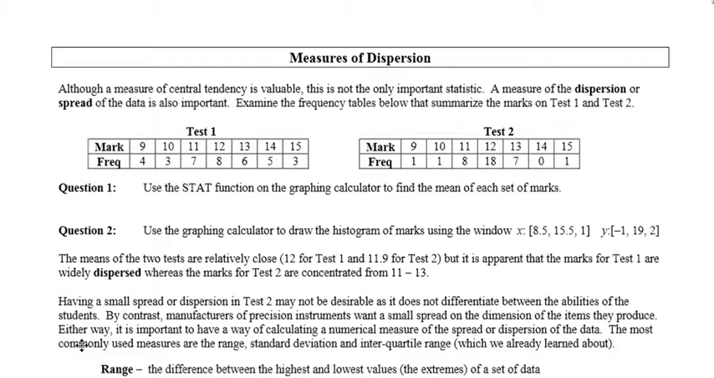So measures of central tendency are nice. That's the mean, the median, and the mode. But it's not the only important statistic. One that's probably more important is a measure of the dispersion or the spread of the data, right? So how spread out is the data?